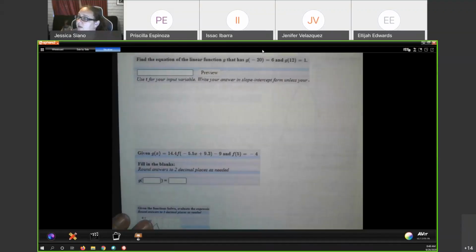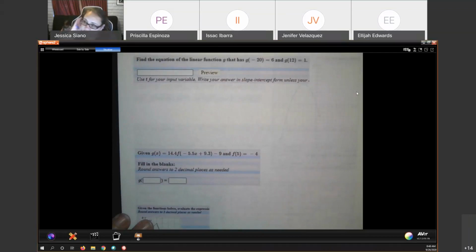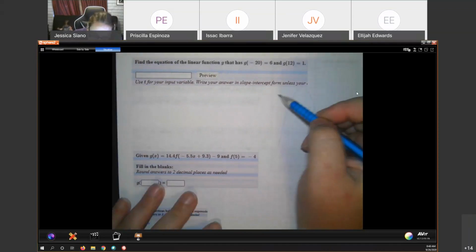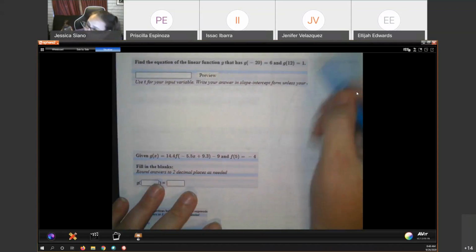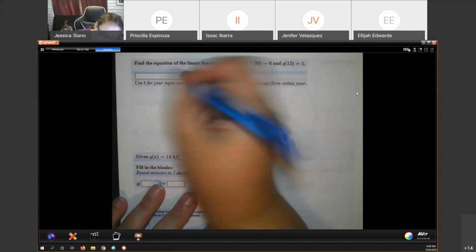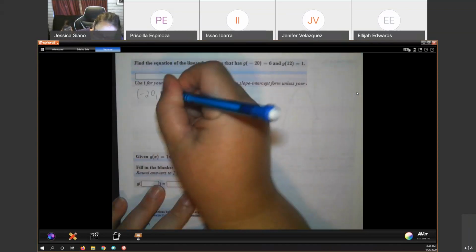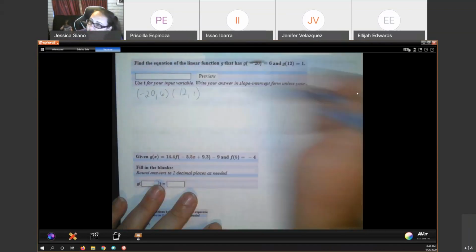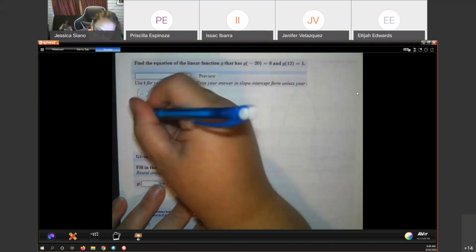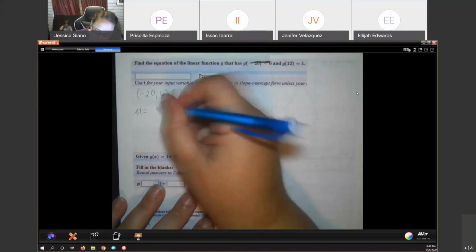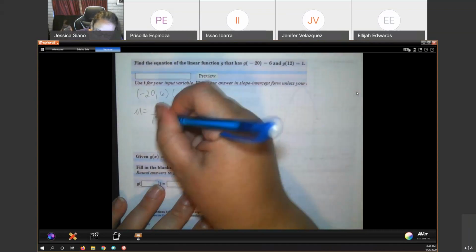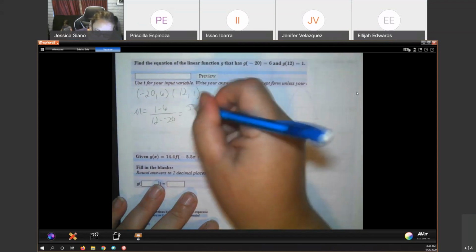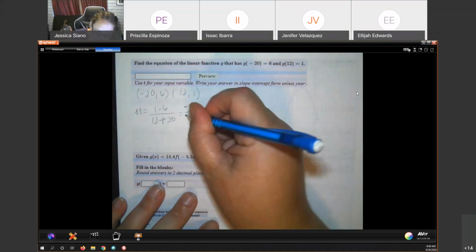All right. So we're starting with linear equations, which is good because that's where we just left off. Here, if we have g of negative 20 equals 6 and g of 12 equals 1, well, that means I know 2 points. I know negative 20, 6 and I know 12, 1. So I'm always going to start by finding the slope. That's going to be 1 minus 6 over 12 minus negative 20, which is going to be negative 5 over 32.